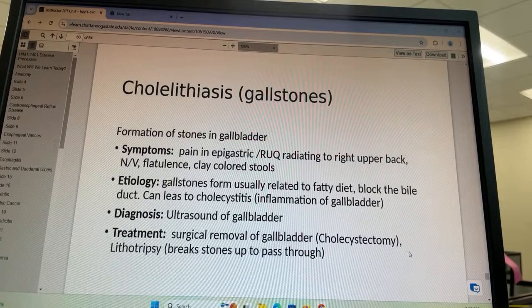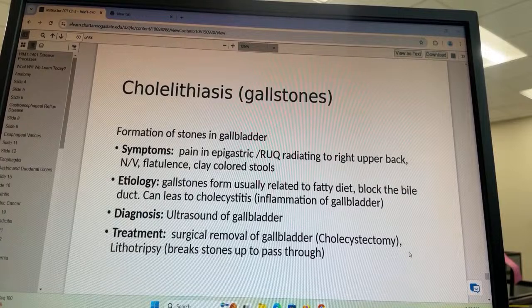My dad actually had this. He had a really bad case. He loved to have steak every day, steak and potatoes. And then he got gallstones, had to have his gallbladder removed, and then completely changed his diet because he got scared. So that's generally what it's from.